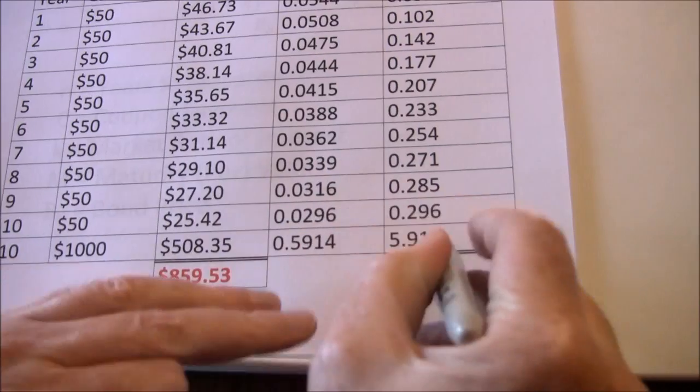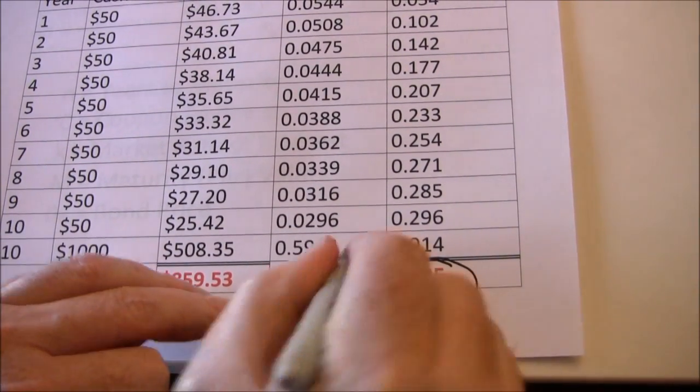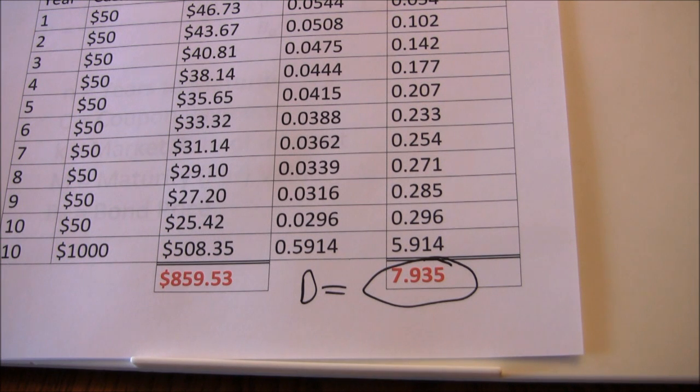So this 7.935, that's our final answer. That's the duration of this bond, 7.935. And oftentimes you'll hear people refer to duration in years, 7.935 years.